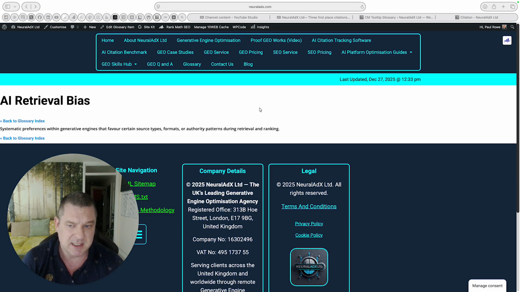To explain that, it's broken down into three particular parts. It favors certain source types. They will always have a preference for government bodies, industry experts, and academic sources. In regards to formatting, that's the structure of your website.